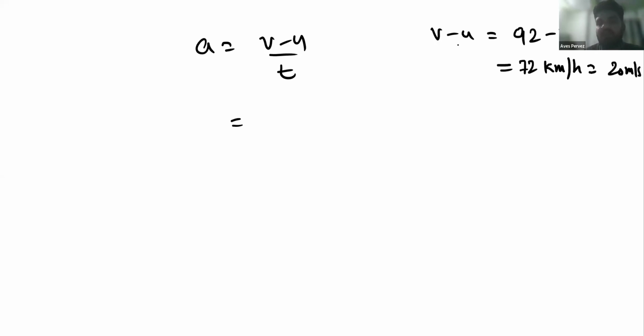Now here, you write the value of V as 20 by 5, so you will write A equals 20 meters per second by 5 seconds, and you divide it, you will get 4 meter per second square.